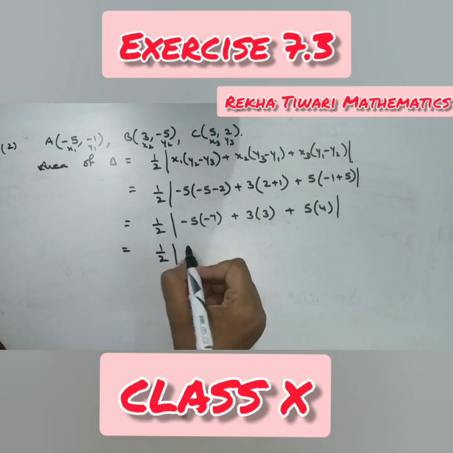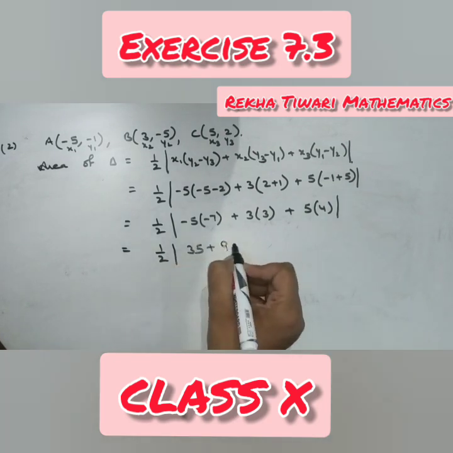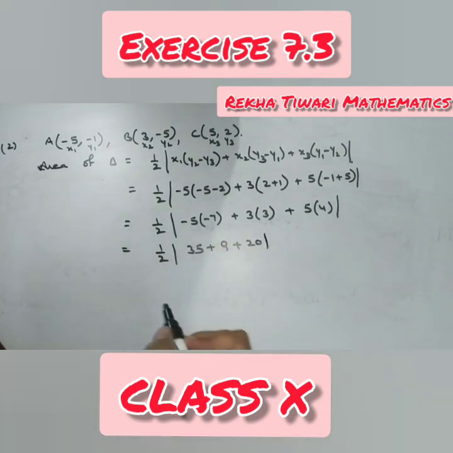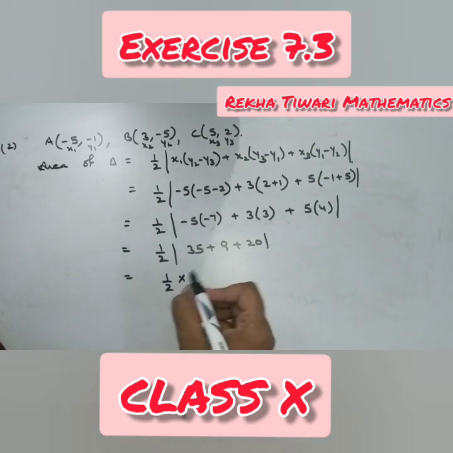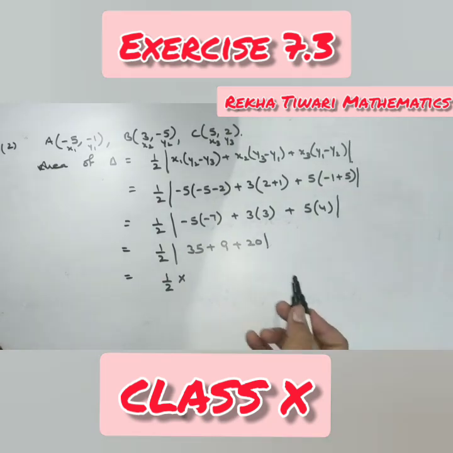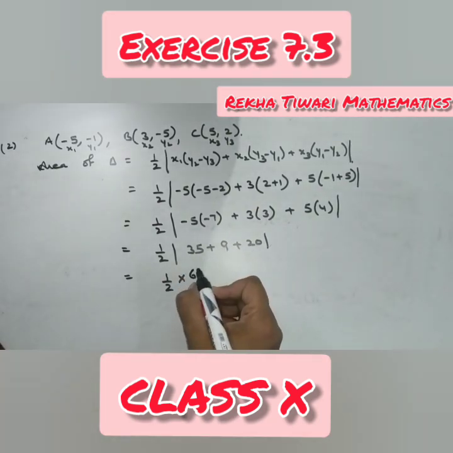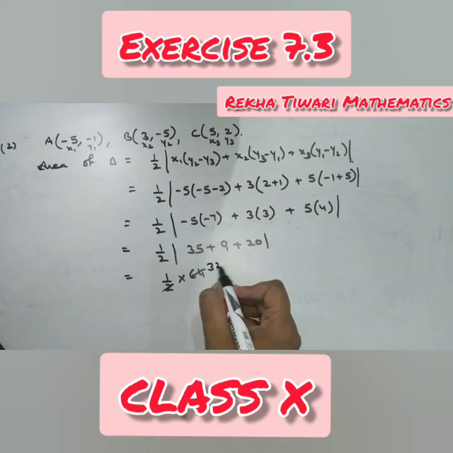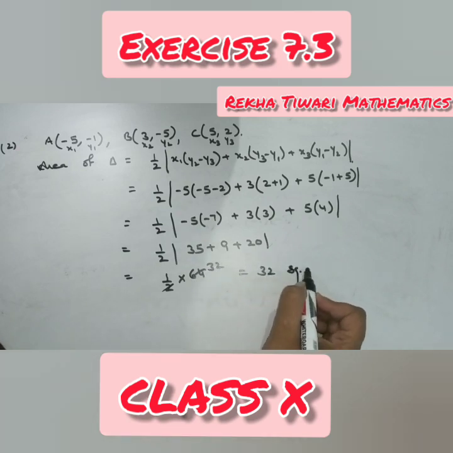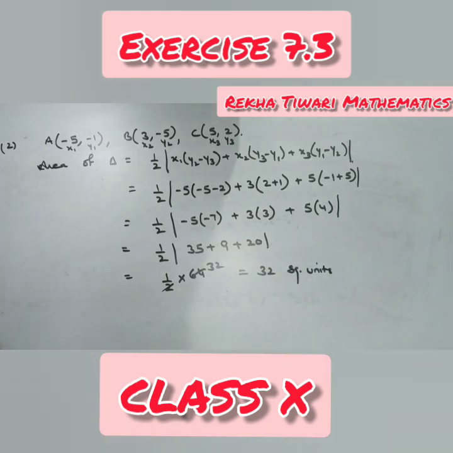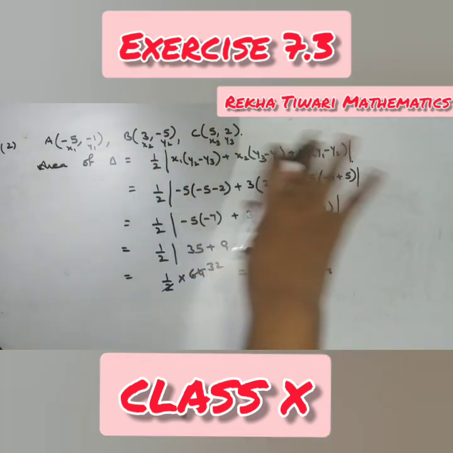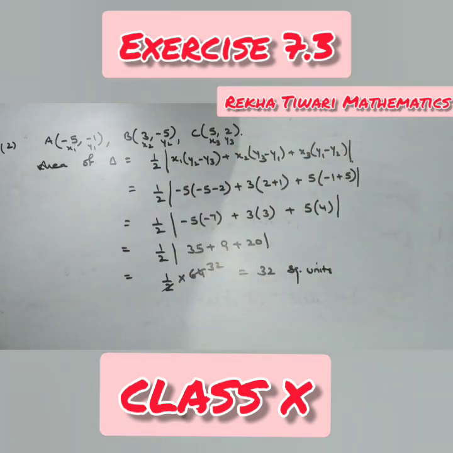So this is half, 35 plus 9 plus 5 fours are 20. This comes out to be half into, if you add these three, 64. Cancel this, 32. So the answer is 32 square units. The main thing in this exercise is you have to remember the formula. You don't have to memorize it, basically you have to know the way of writing the formula. Move to question number 2.